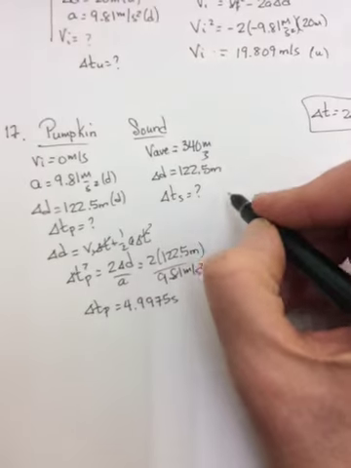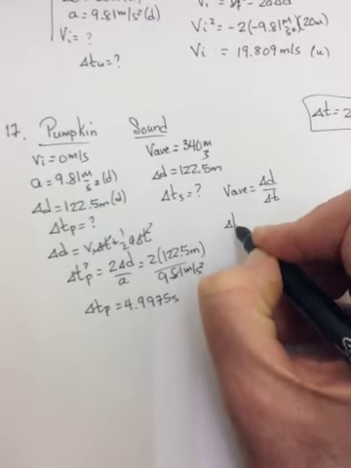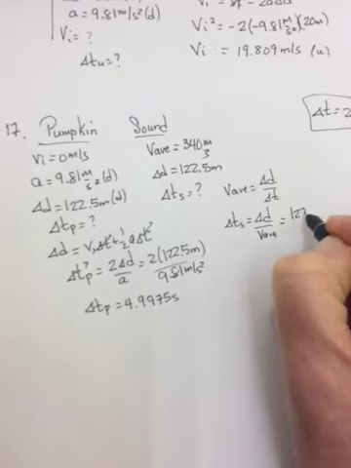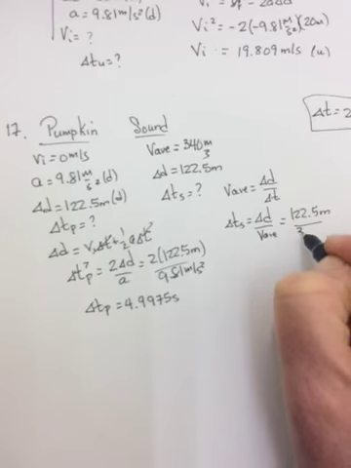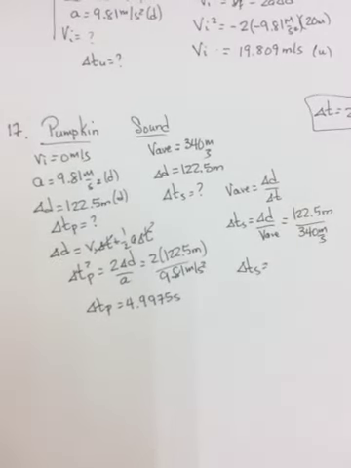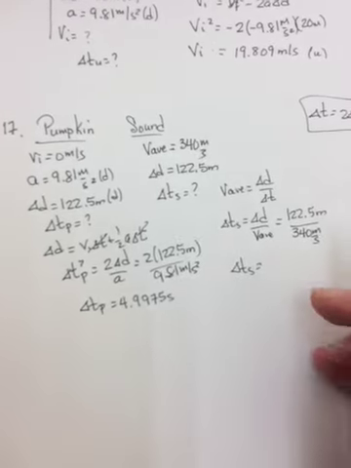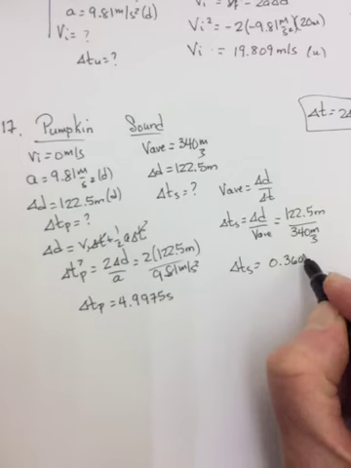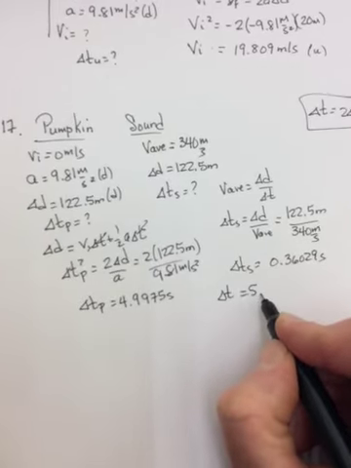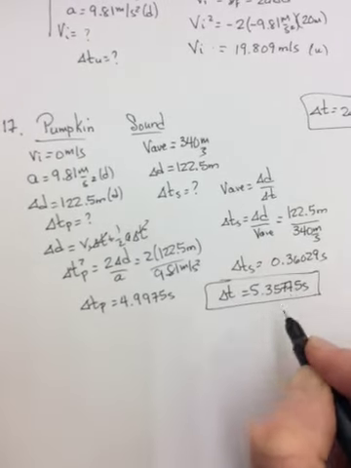I round it. For the sound, you can just use VAV is equal to delta D over delta T. So delta T of the sound is equal to delta D over VAV. So 122.5 meters over 340 meters per second. So delta T of the sound is equal to 122.5 divided by 340, 0.36029. Add the two times together to get your total, 5.35775. I rounded that last digit.